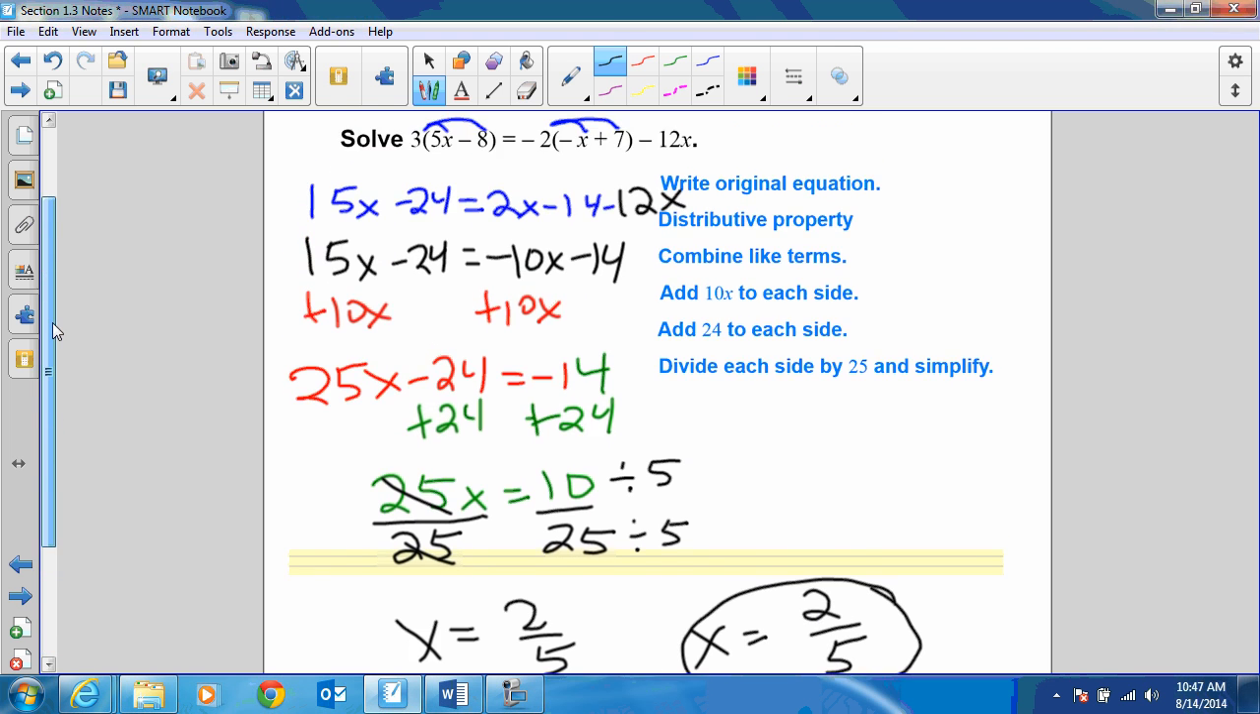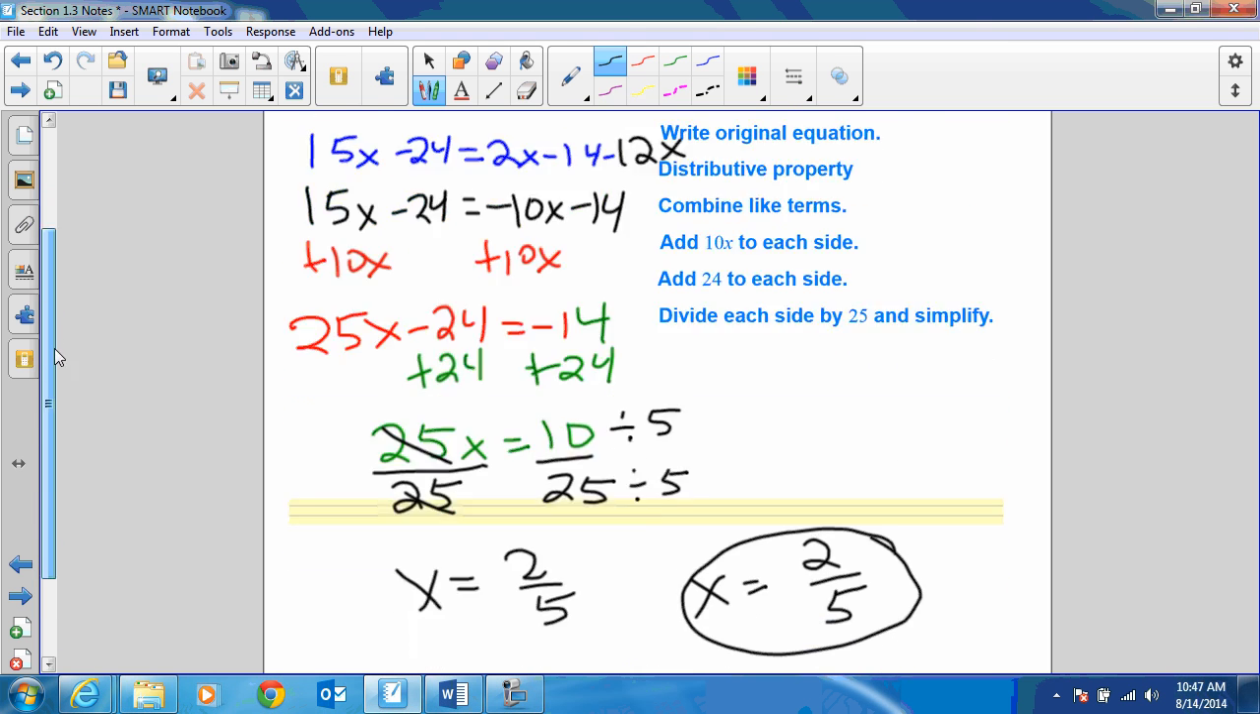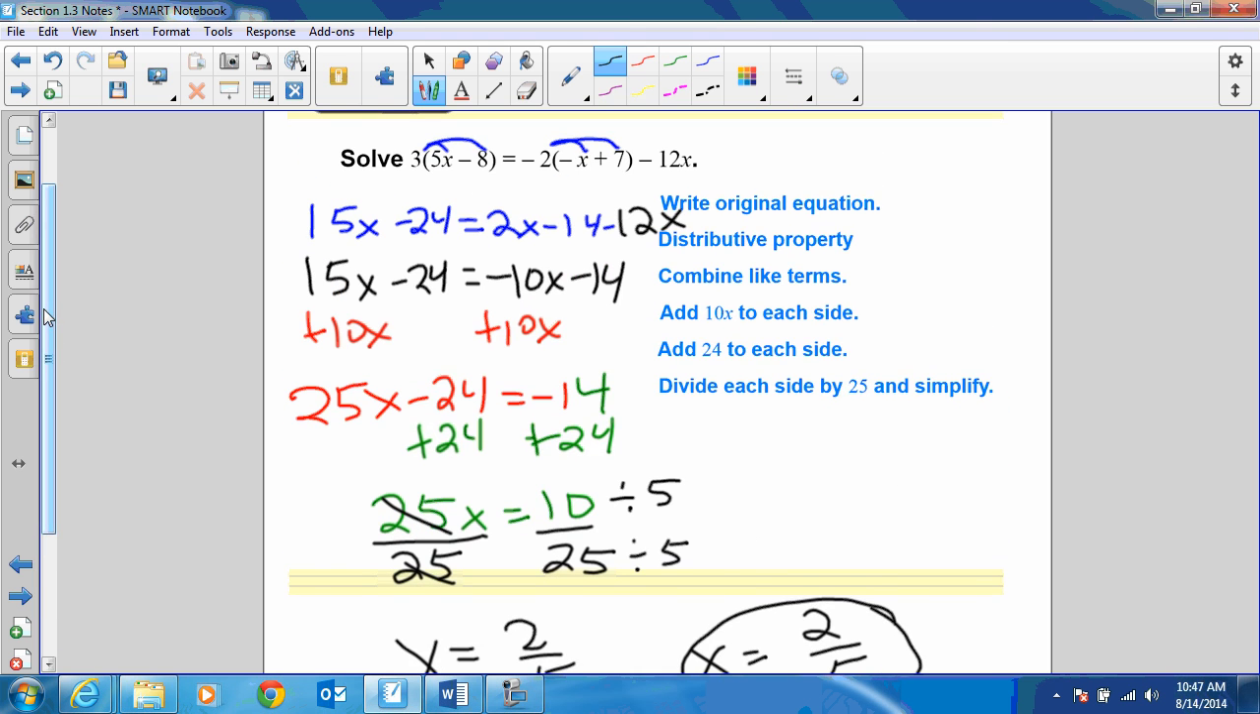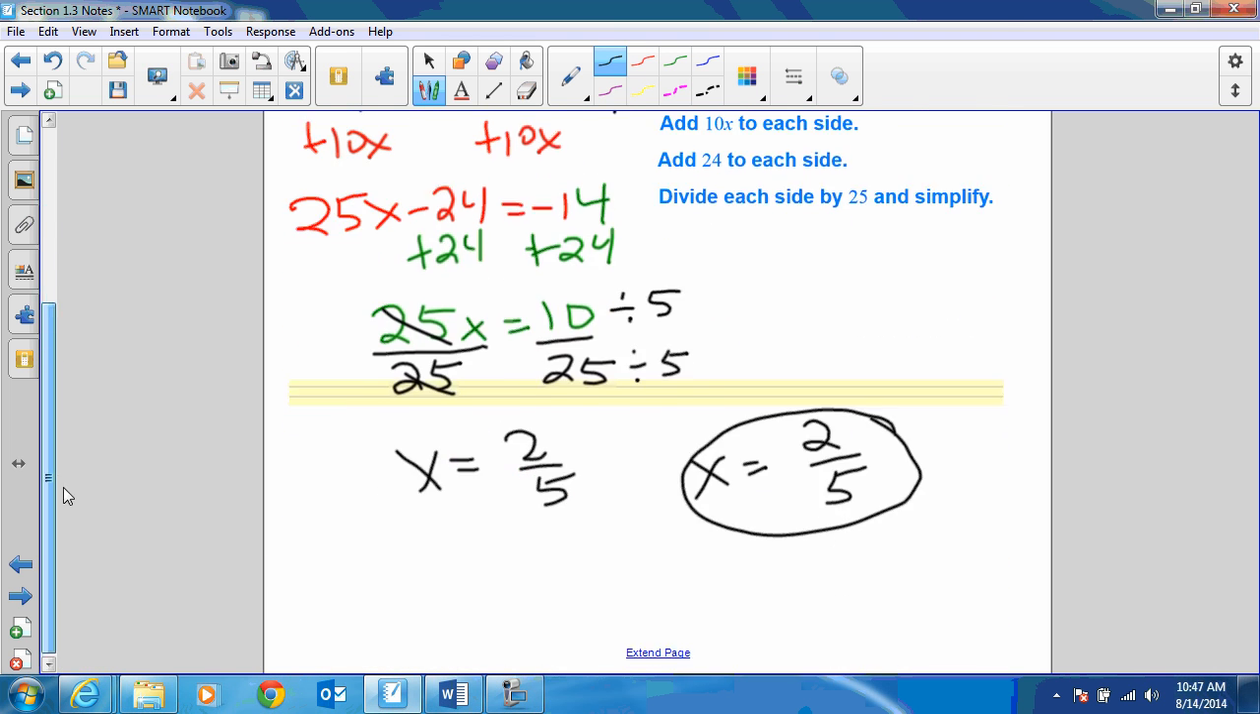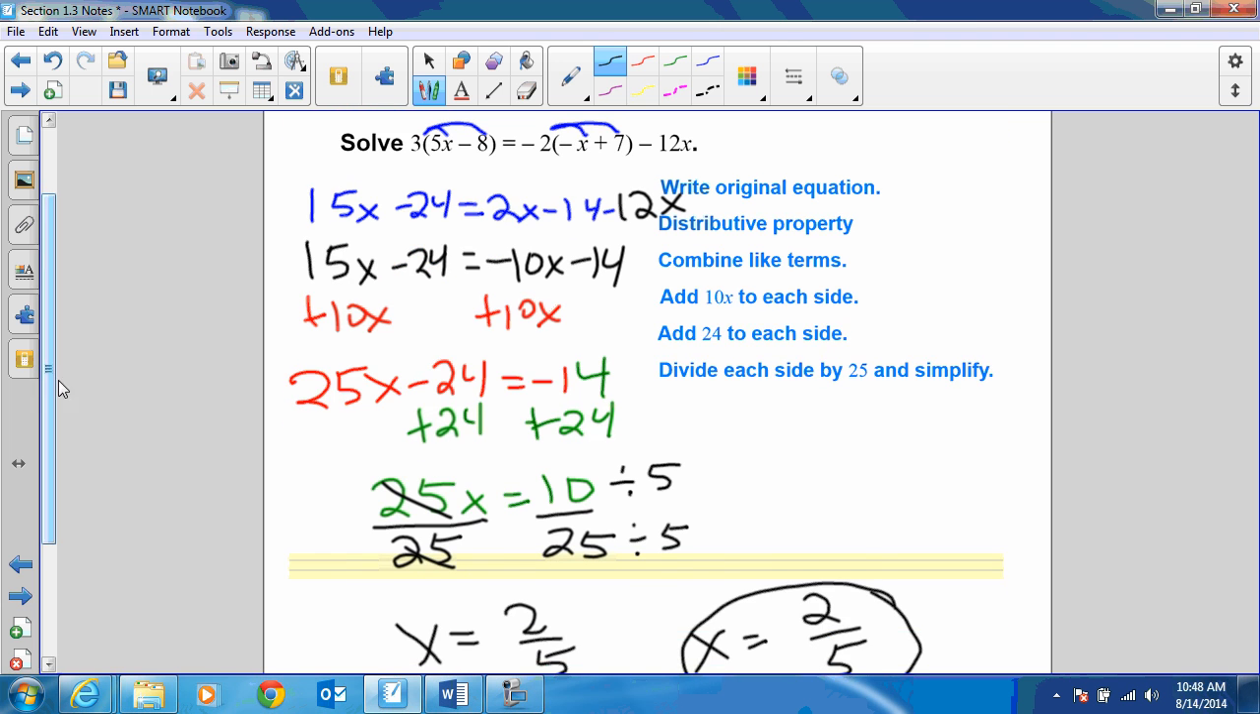Okay. You can always plug it back in and check it. I'm kind of running out of room here, but you need to plug it in and check your work. All right. That's very important that you do that so you can make sure you get it right. And also, it's just extra practice on operations that you're doing.